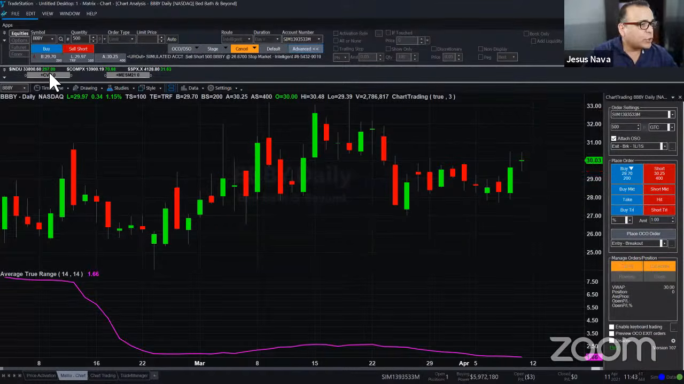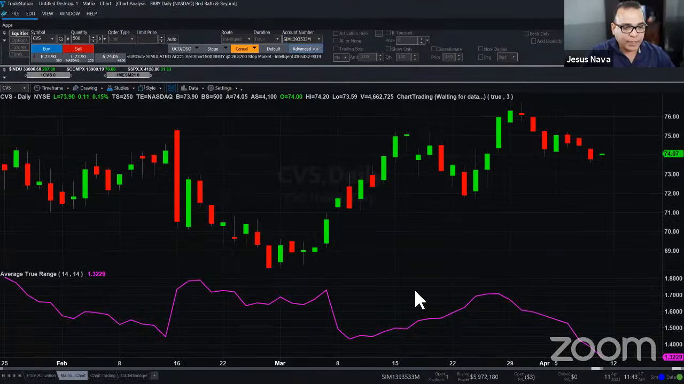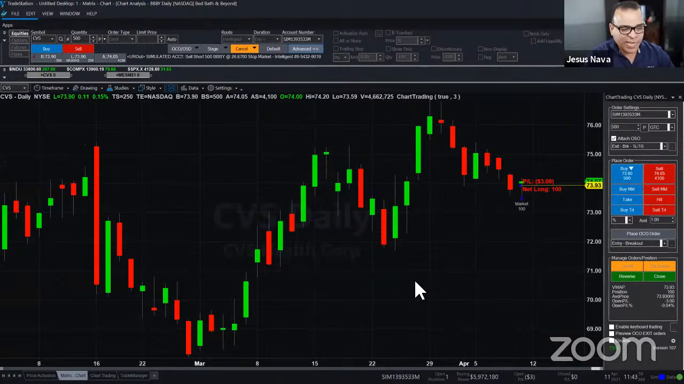I have a position open on CVS. Let me go ahead and pull up that symbol here. And let me remove this ATR at the bottom. So this is CVS. I got in at 73.93. You can see the yellow level right here. But I don't have a profit target or a stop loss.